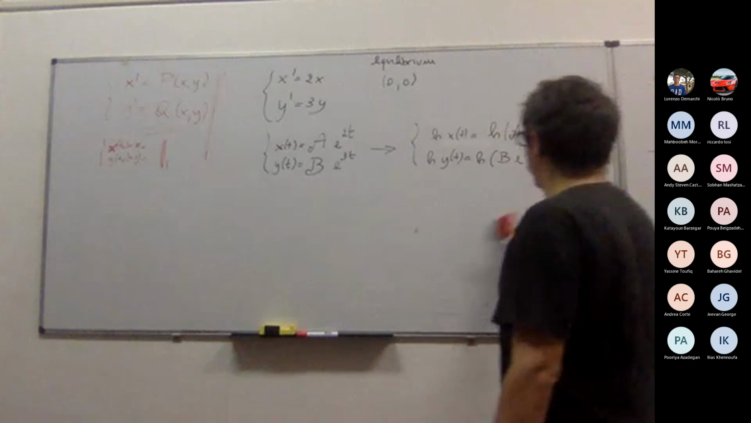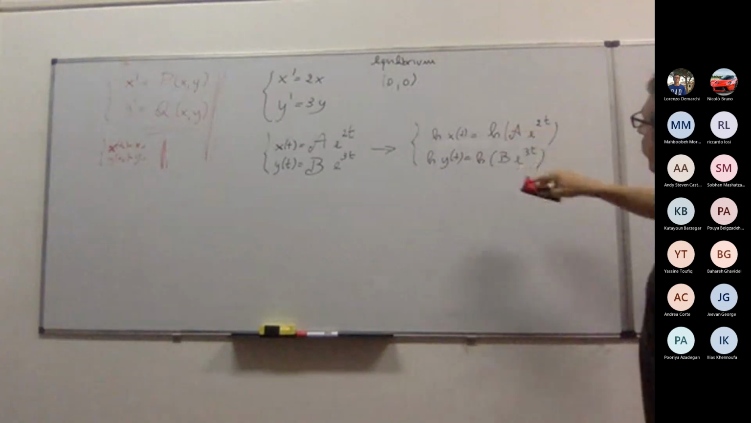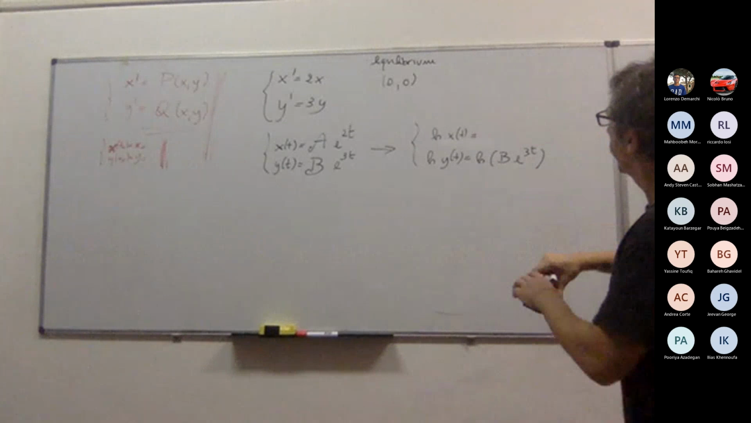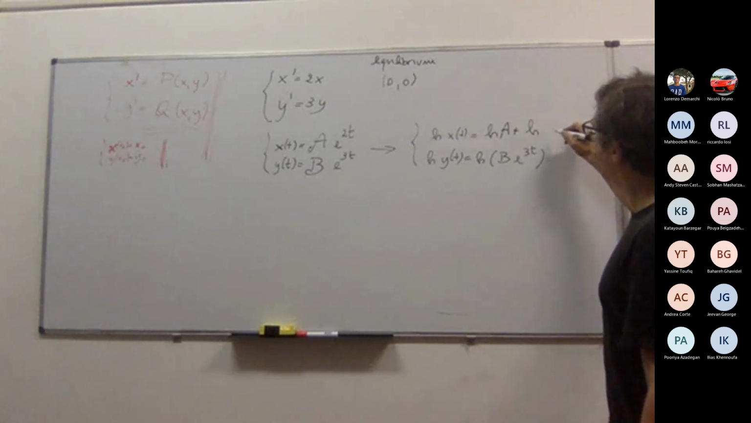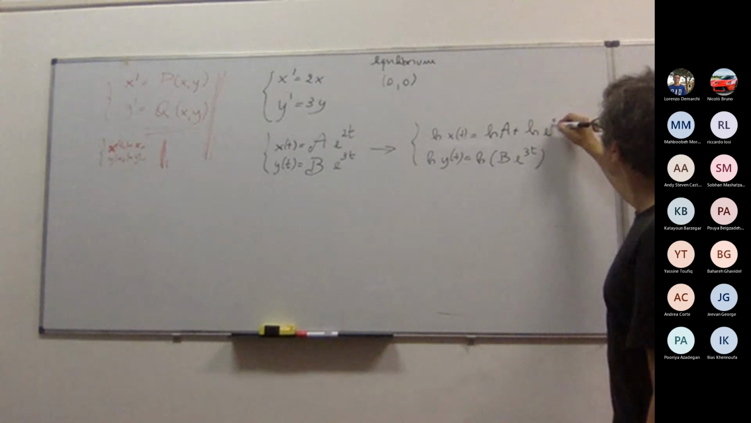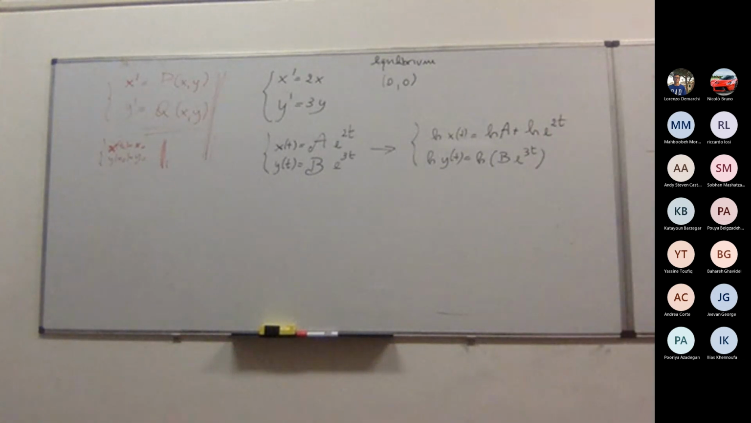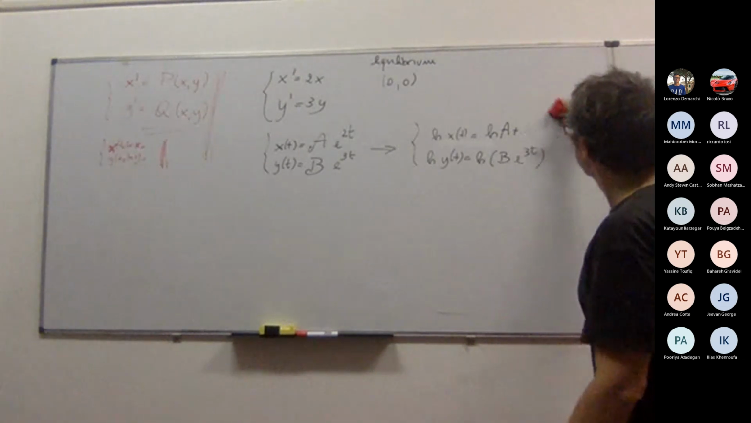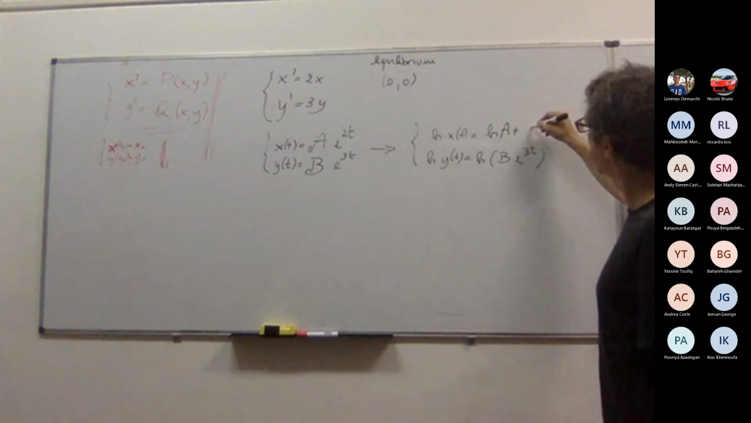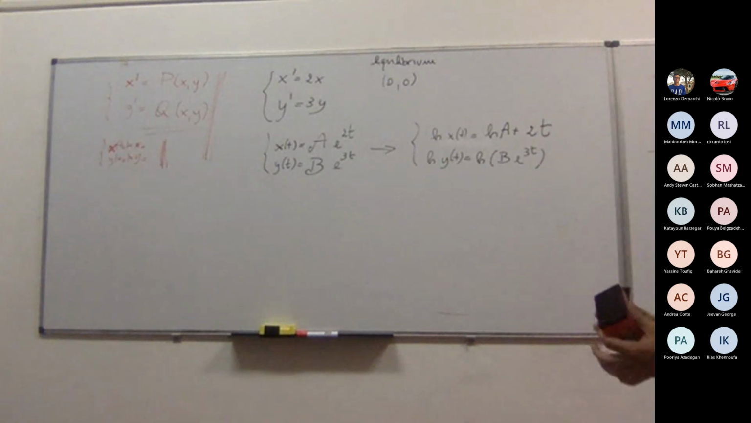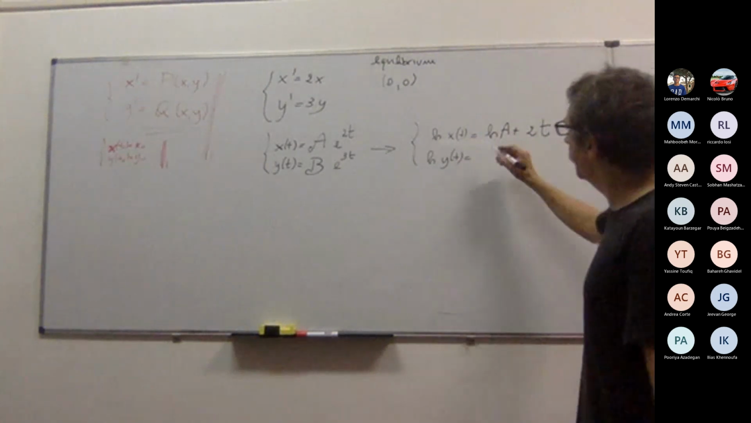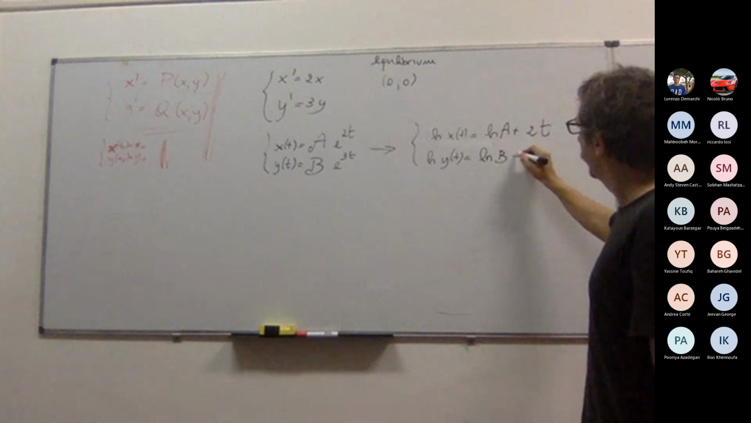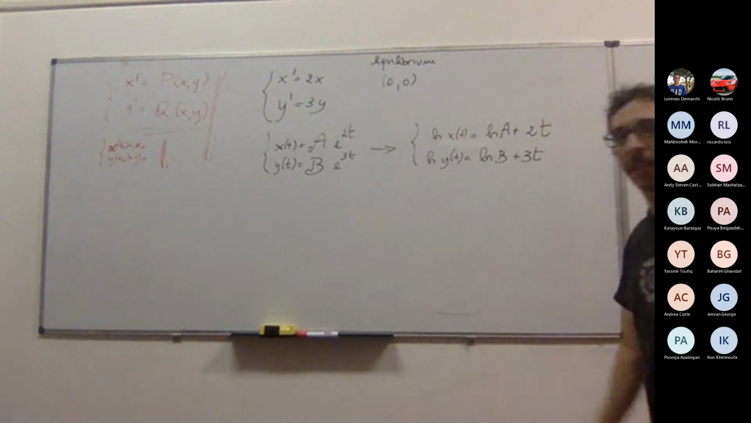So what I do here, I will write, in the first case, this is log A plus log of exponential 2t. But log exponential 2t is equal to 2t, right? And that's actually the same that I'm doing here downstairs. So here we have log b plus 3t.